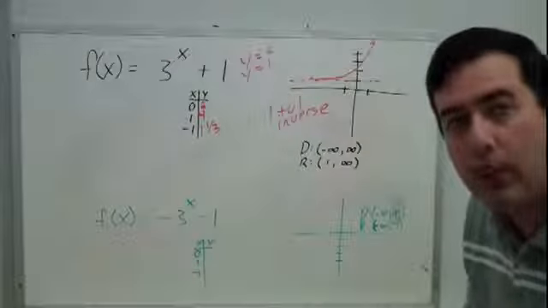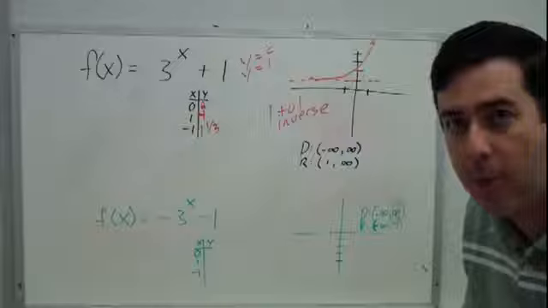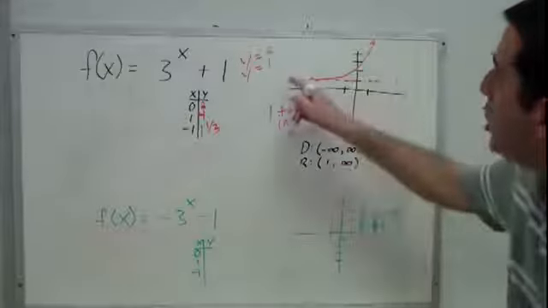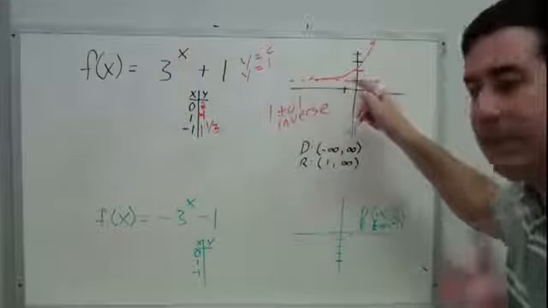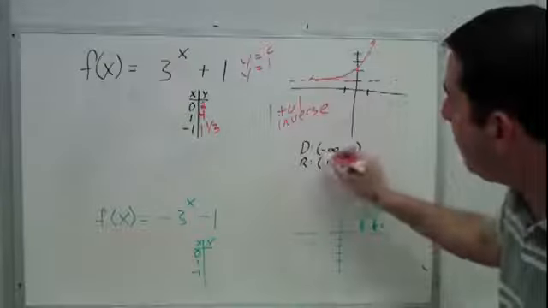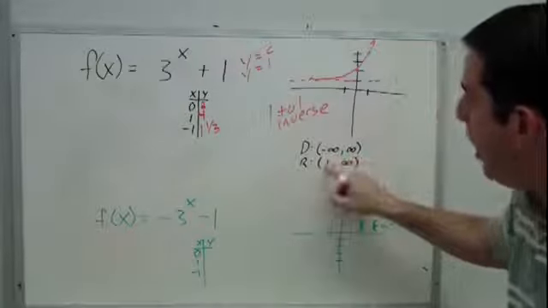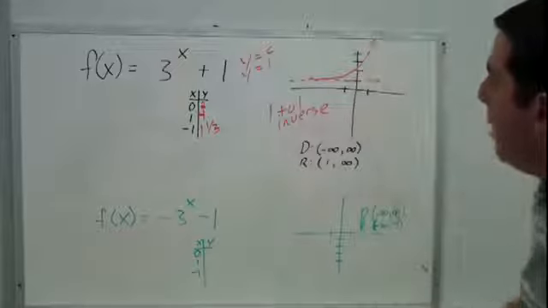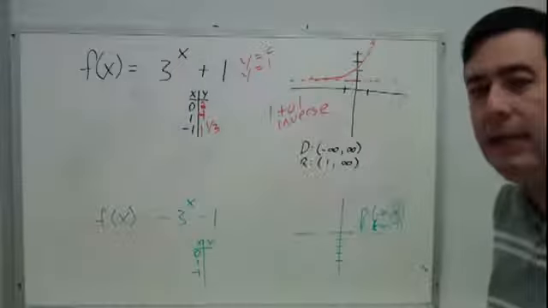Those are the only things we know so far that restricts our domain. Looking at the range, the lowest y is at 1, but we never quite get there. So I've got to have parentheses with the 1. It goes up from there forever, 1 to infinity.